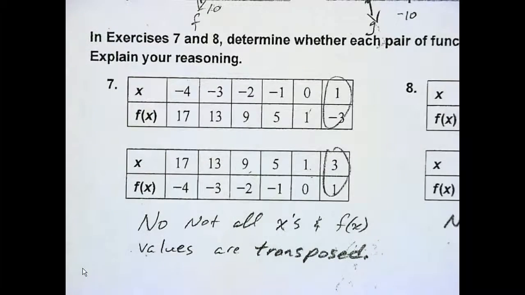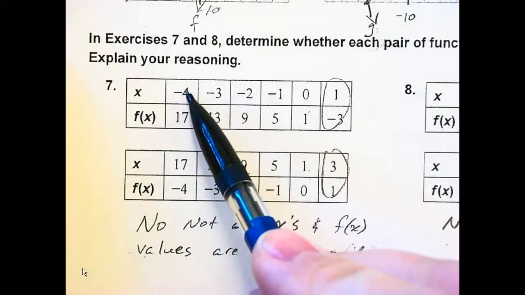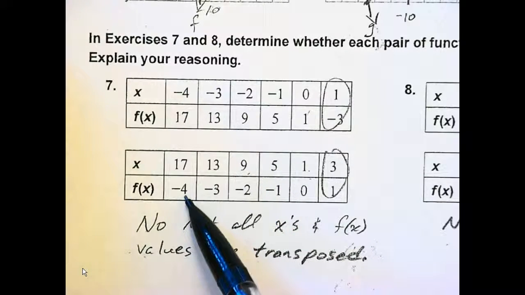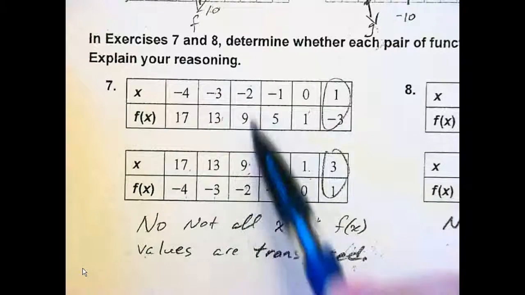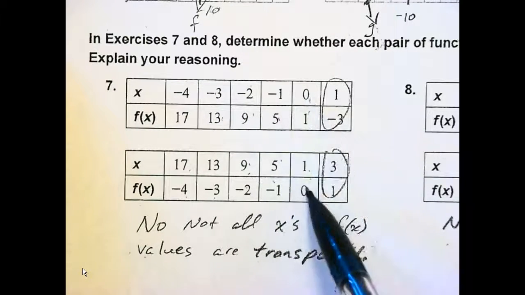Okay. Number 7 is nope, because not all x's and f of x's, or x and y values, are transposed. So remember, they're inverses if what was x becomes y, and what was y becomes x, which happens on all of these except for the last one.